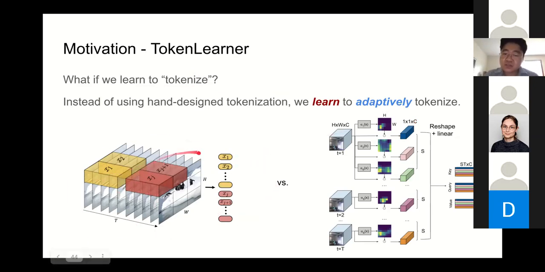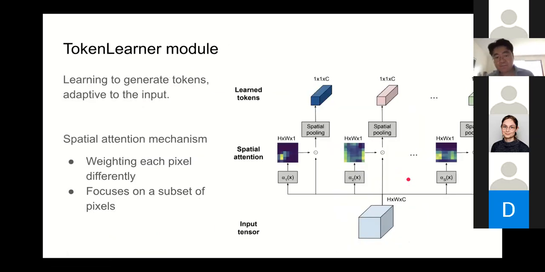So this is previous tokenization, and this is what TokenLearner is doing, and I'll go into this in a bit more detail pretty soon. So this is TokenLearner. What is it doing? It learns to generate tokens. So these are the tokens I'm generating out of the input tensor. And these tokens actually are generated adaptive to the input using a spatial attention mechanism. What do you mean by that?